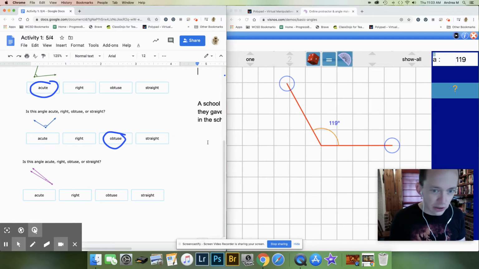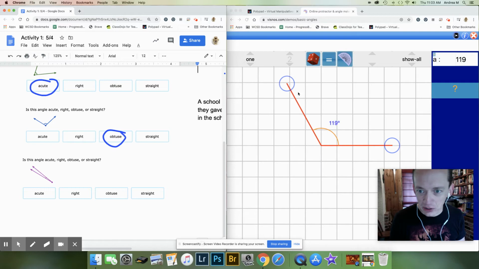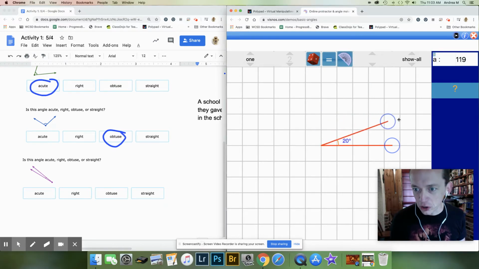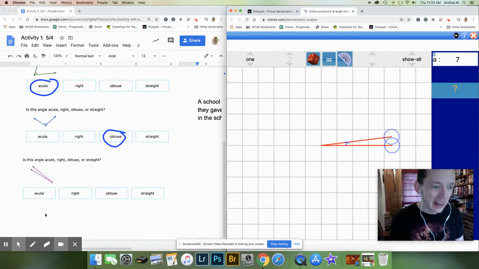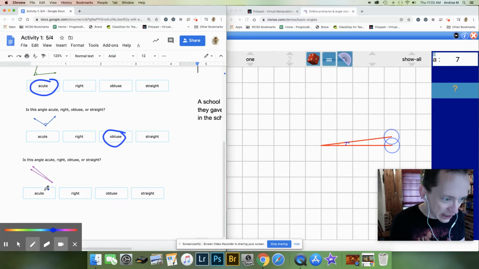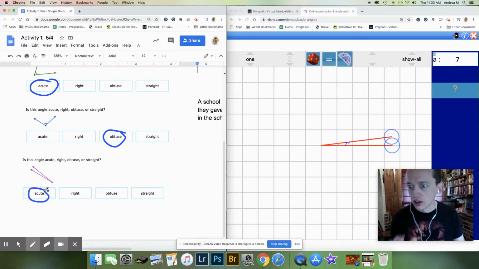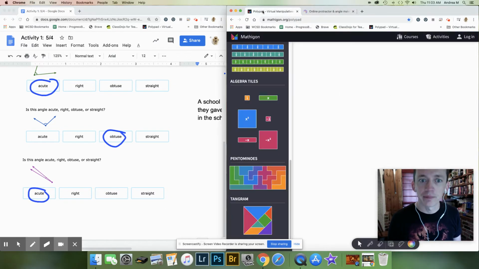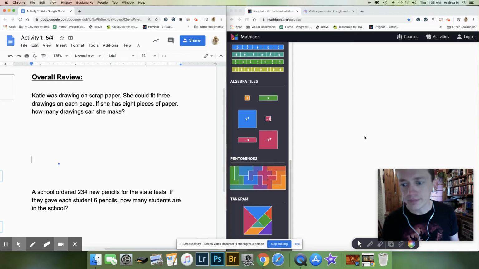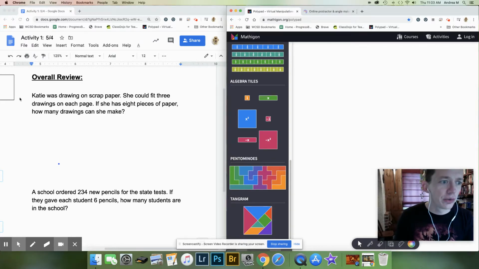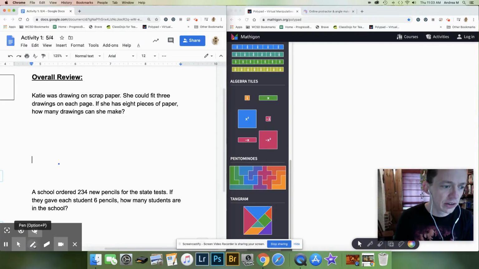And then this last angle, this one is so small and barely open. It kind of looks like that. 7 degrees, that is definitely acute. That is a very small acute angle right there. All right, good deal. Okay, so let's take a look at our word problems that we have right here. So this first one here, kind of taking a look at this. Kate is drawing on scrap paper.